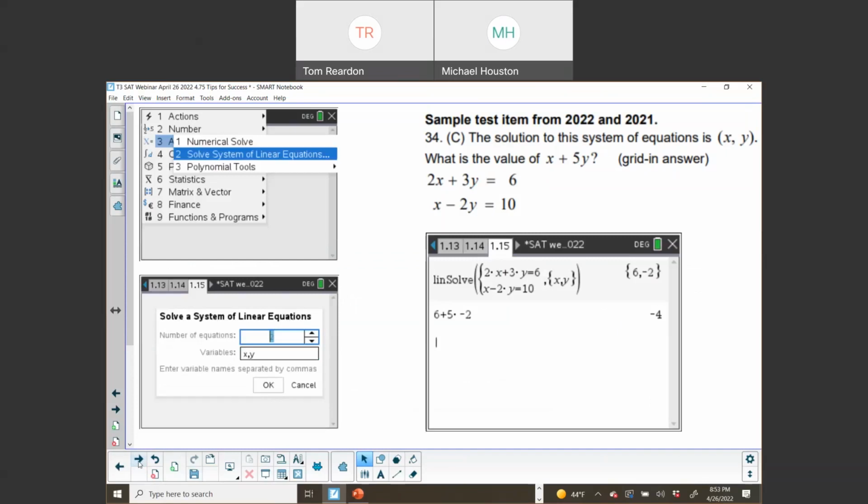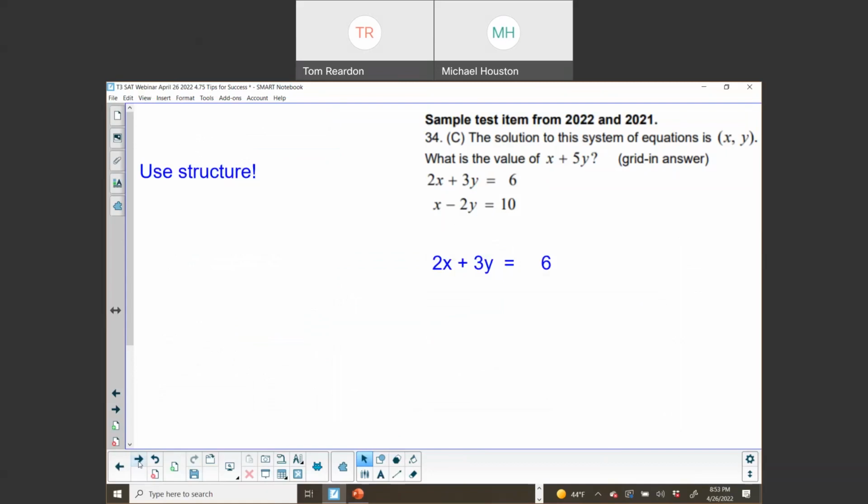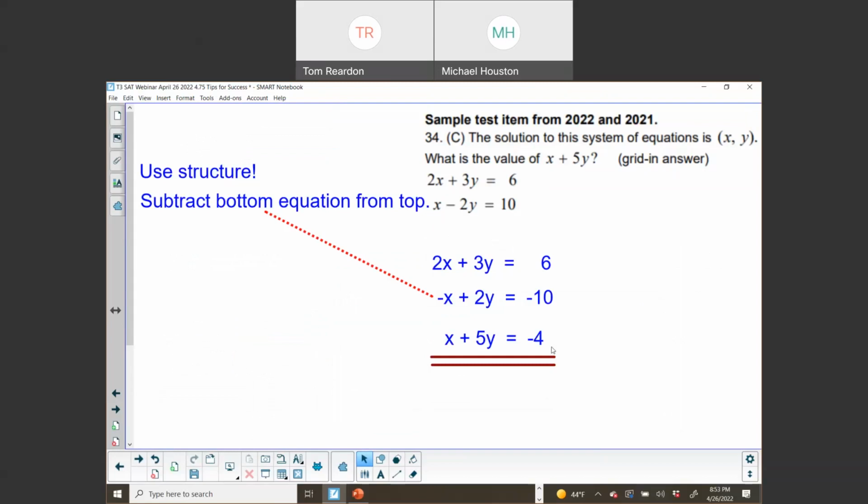And then you could also do it on Nspire. Nspire has a simultaneous equation solver, okay? But if you use structure, and if you just take the top equation and subtract the bottom equation, multiply by -1 and add, so to speak, you get x plus 5y equals -4, and that's it. That's it. And they put those problems in, they concoct them so that those students that are thinking that way are going to get done quickly and make time. Okay. So be aware of that.